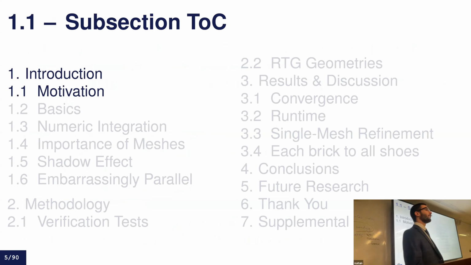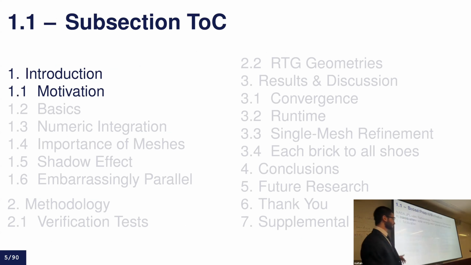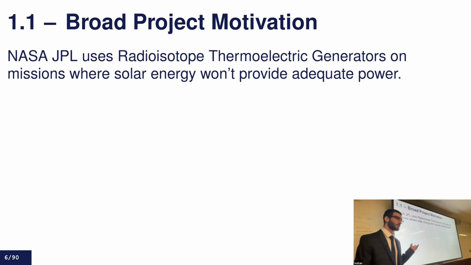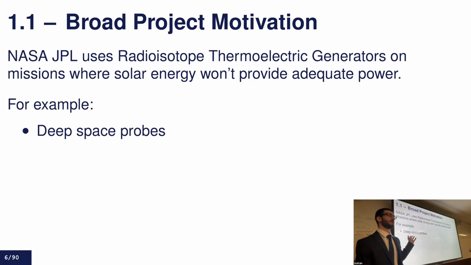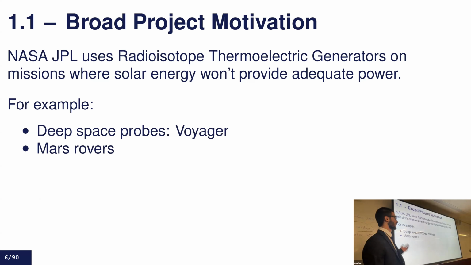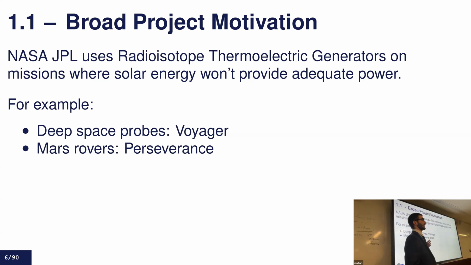So, introduction: why does this work exist? NASA JPL, the Jet Propulsion Laboratory, uses RTGs, radioisotope thermoelectric generators, for things where the sun won't really do the trick. For example, deep space probes like the Voyager missions, or Mars rovers like the Perseverance rover, have RTGs on board to provide power to all the sensors and motors and everything else on the piece of equipment.